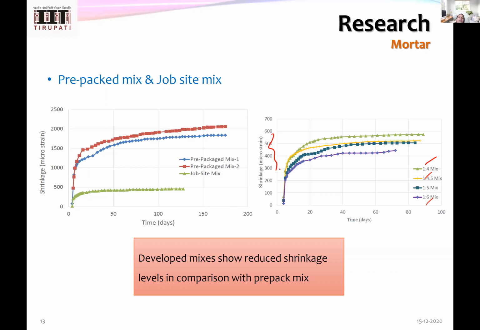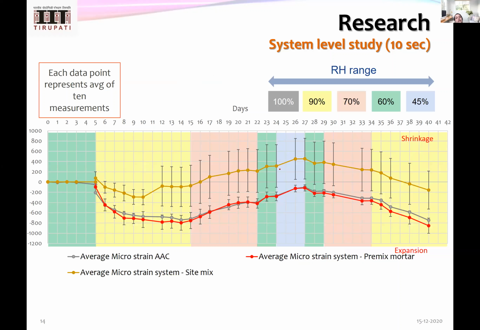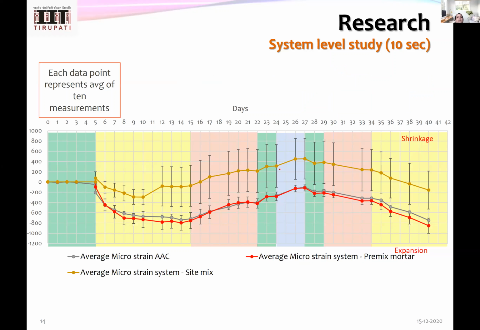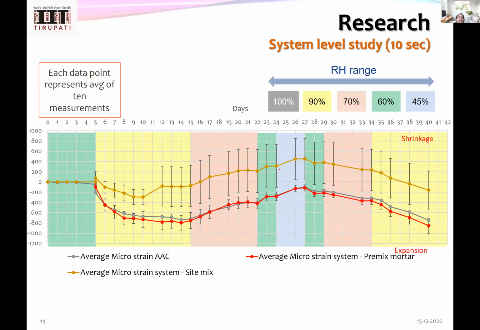So we are working out how to control the system. Instead of studying the two materials separately, the premix or job site mix and the brick, we have done a system level study, where we used a combination of two bricks connected using a premix mortar and a job site mix. If you see here, the red line represents an AAC block with premix mortar, and the black line represents an AAC block. And the light orange line represents the microstrain of AAC block with site mix or job site mix.